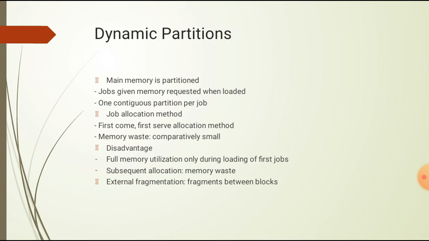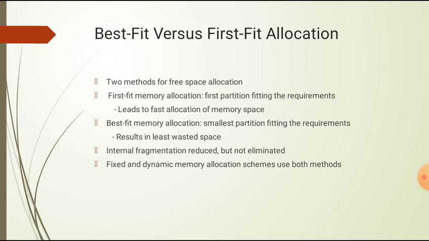Then, dynamic partitions. Main memory is partitioned, jobs are given memory requested when loaded, one contiguous partition per job. Job allocation method: first come, first serve allocation methods. Memory waste is comparatively small. Disadvantage: full memory utilization only during loading of first jobs. Then subsequent allocation, memory waste, external fragmentation, fragments between blocks.